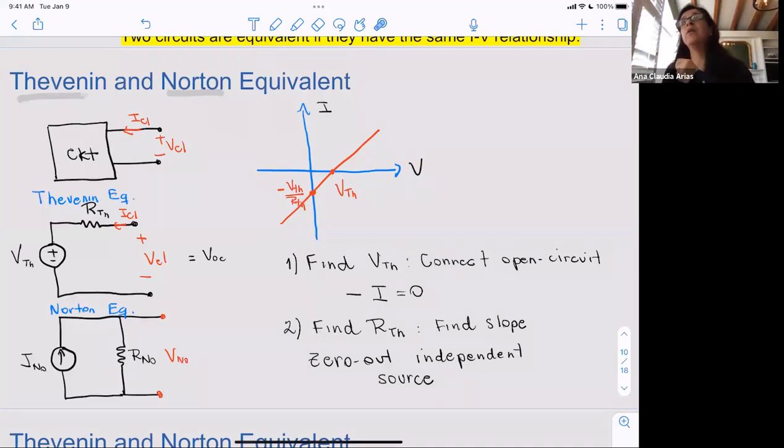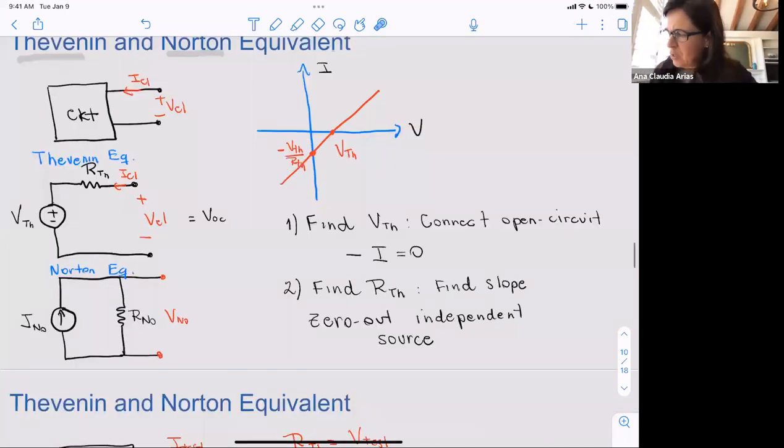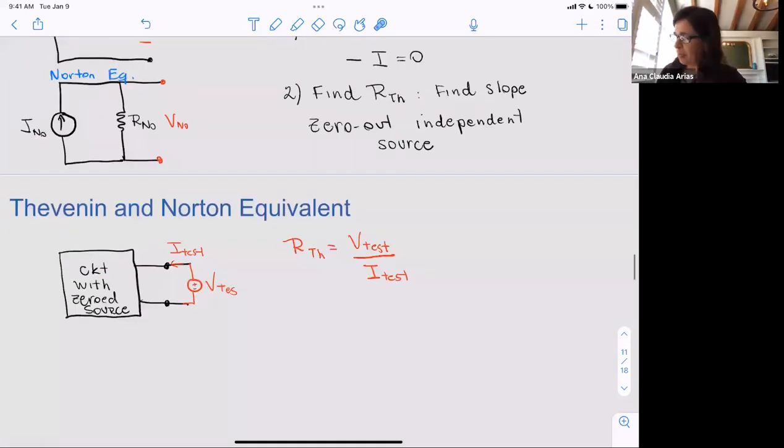Now, there was a question directly to me saying, are we going to do this for I Norton? Yes. So to do the Norton equivalent, it's the same methodology. Let me go back here to the methodology. I said, okay, I can have this circuit here, which is some circuit that I have control over, and I'll say, okay, I'll zero the source. I will apply voltage, measure the current, because I know that once I zero the source, I can write that the resistor, our Thevenin, is going to be V test over I test.